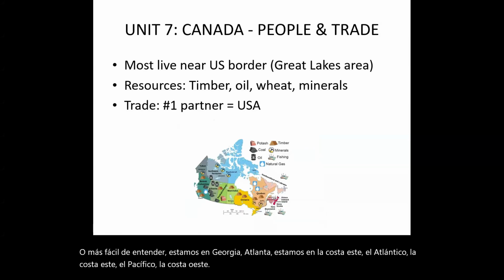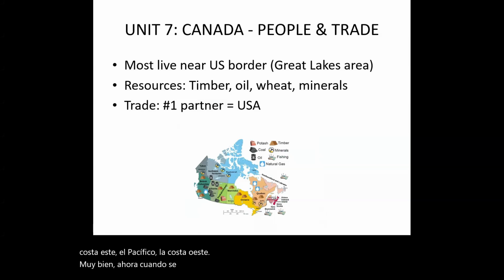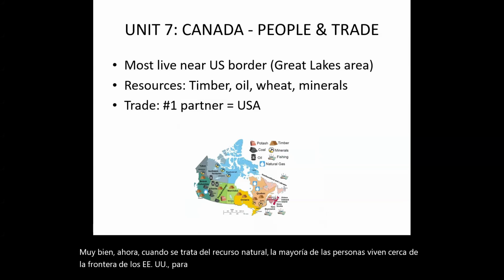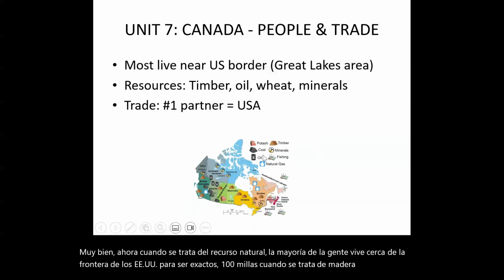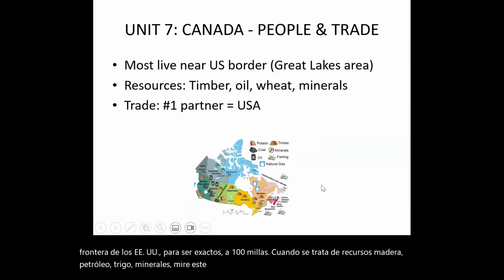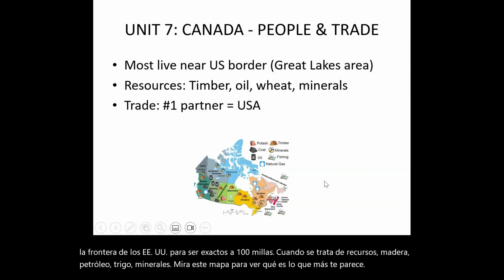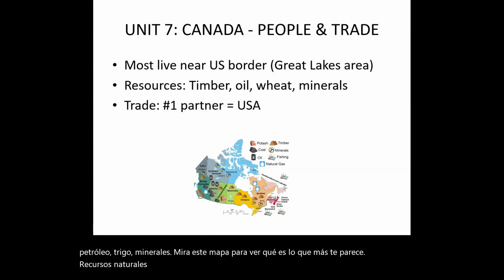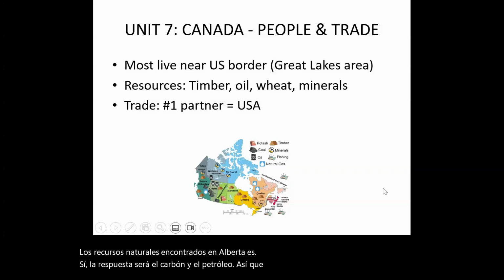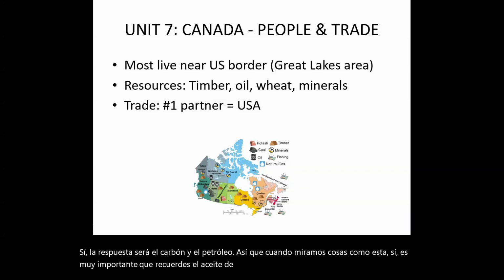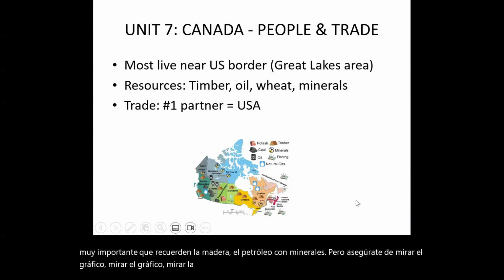All right. Now, when it comes to natural resources, most people live near the U.S. border, 100 miles to be exact. When it comes to resources, timber, oil, wheat, mineral, look at this map to see what you think the most found natural resource in Alberta is. Yep, the answer will be coal and oil. So when we look at things like this, it is very important for you to remember timber, oil, and mineral, but make sure you look at the chart, the graph, the image to see what the question is talking about.